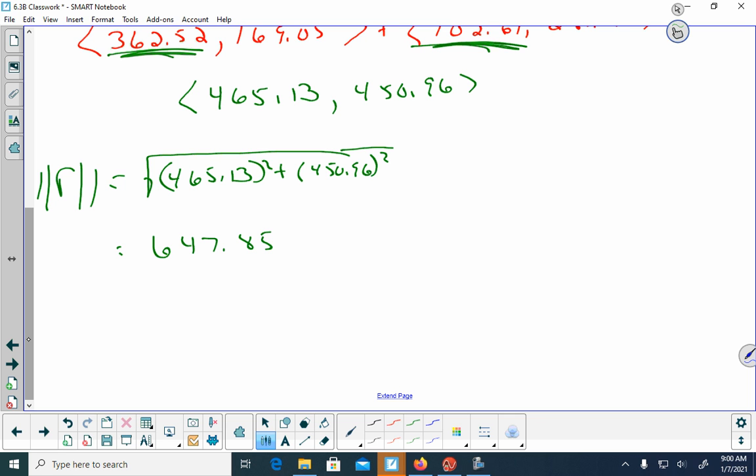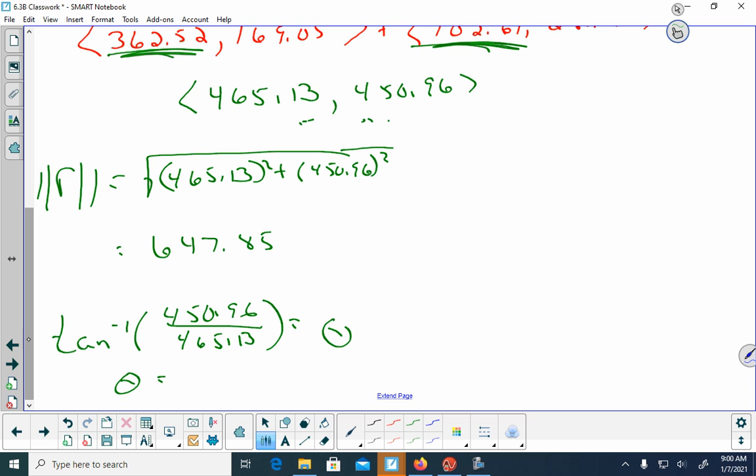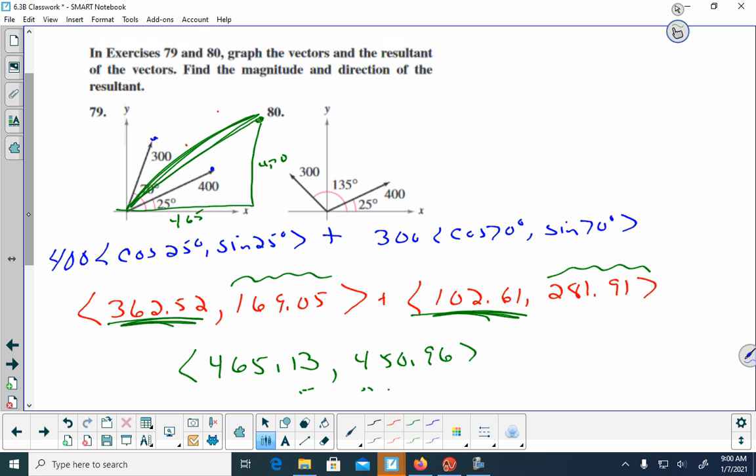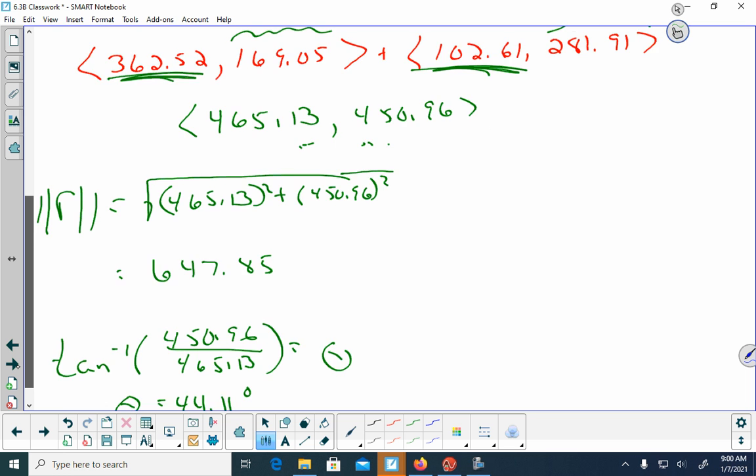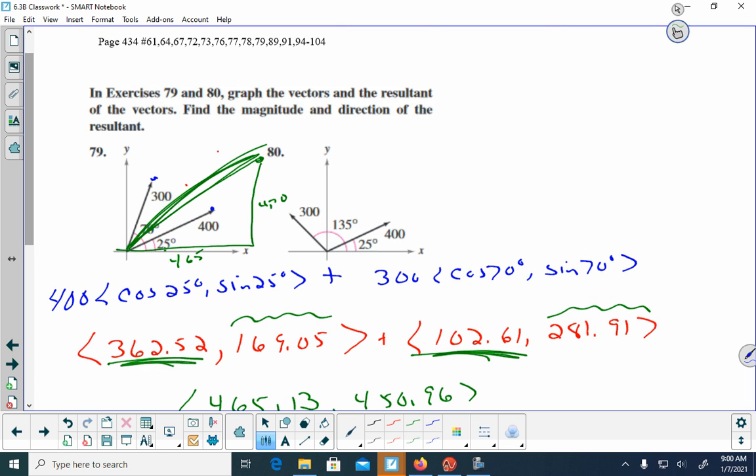Then it also wants the angle of the resultant vector. So to do that, I'm going to do inverse tangent. I'm going back up to this order here. I'm going to do my B, which is 450.96, over my A, which is 465.13. I'm doing this in my calculator, and I didn't write radians first, sorry, I end up with 44.11 degrees. So that should make sense because that 44 is between 25 and 70, and that length of that line, 647, makes sense because they're both going in the same direction, so it will push it a little further out.